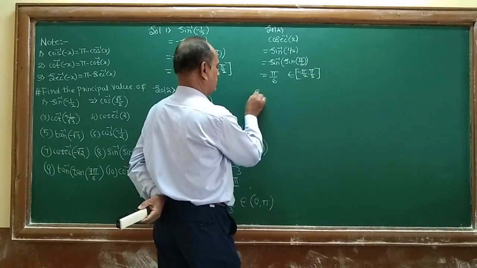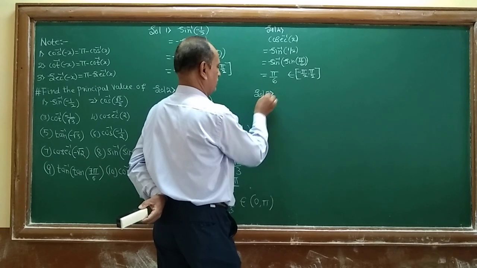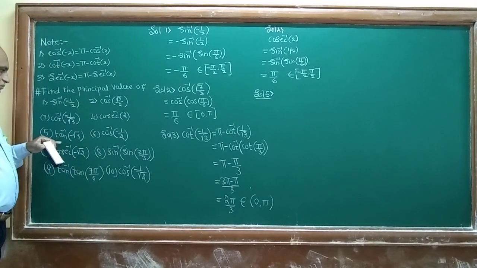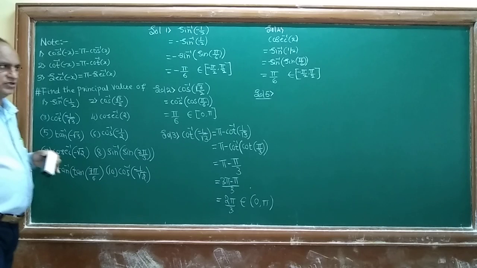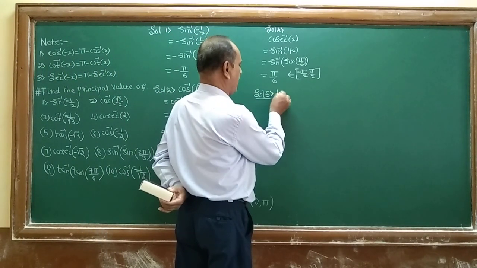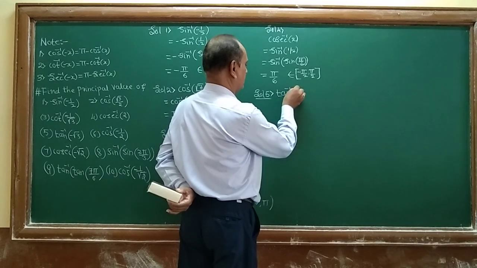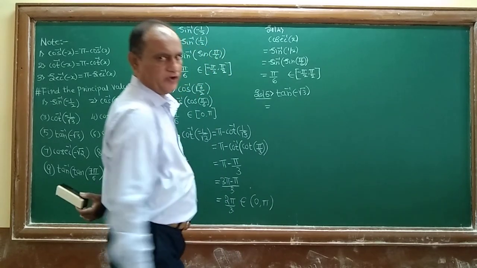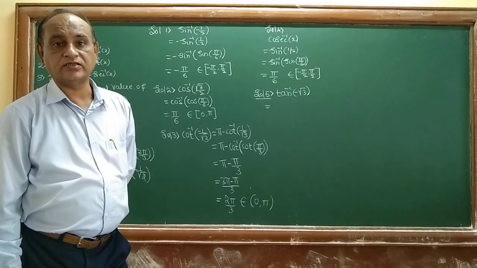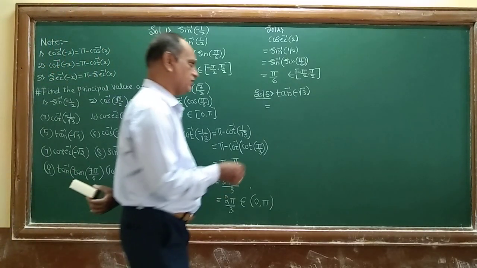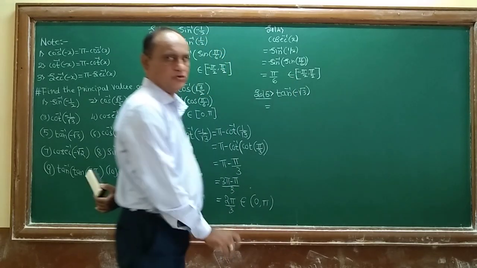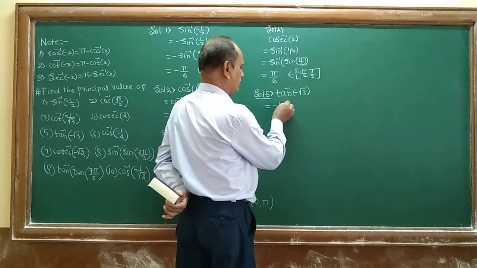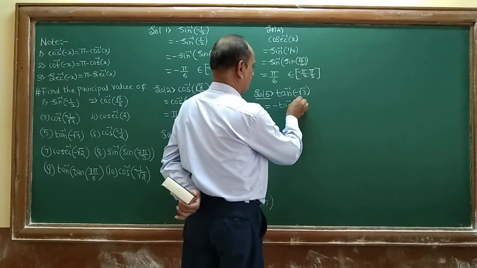Then come to the solution for example number 5: tan inverse of minus root 3. Using the formula, tan inverse of minus x is equal to minus tan inverse x. On the same line, this is minus tan inverse of root 3.